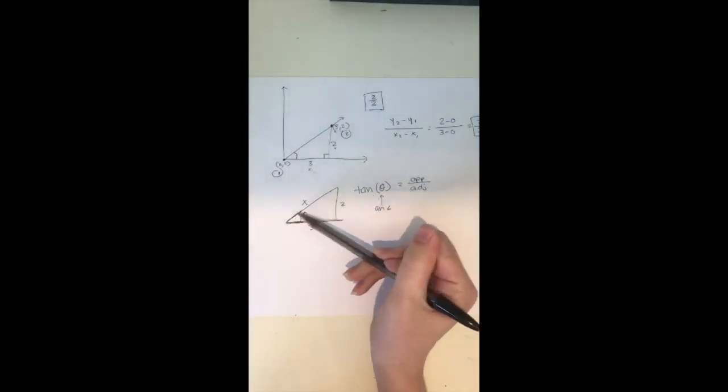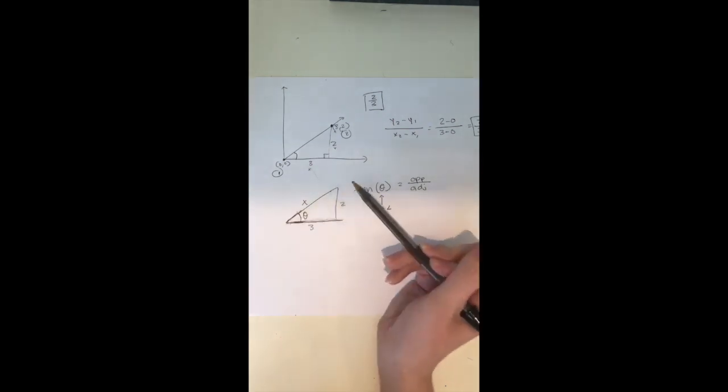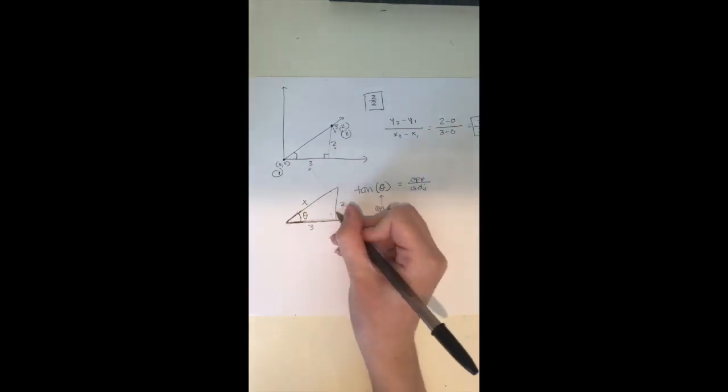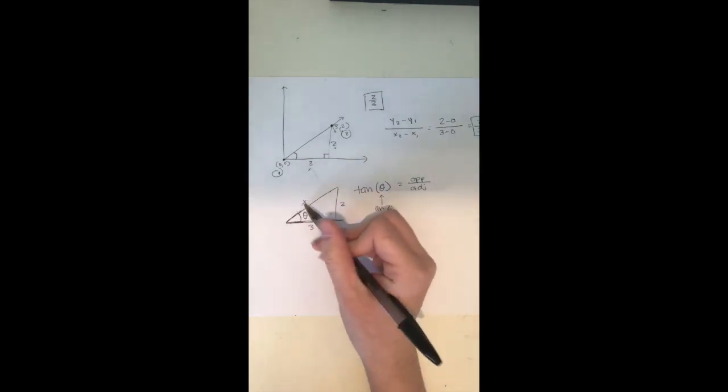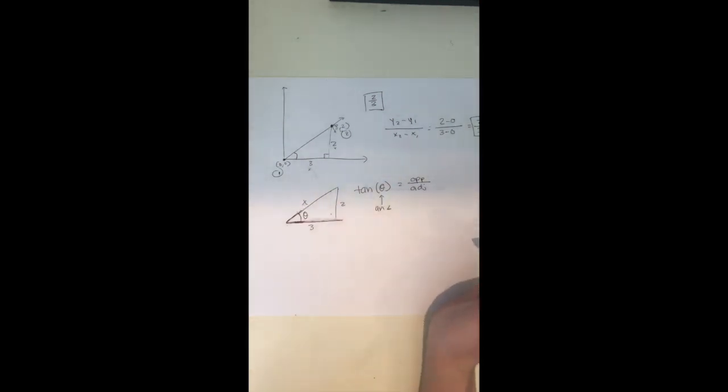And then later, when you do more trig formulas, you're going to have to deal with the hypotenuse. So just really quick, the hypotenuse is the longest side, and it's the one that's opposite of the right angle. So in this case, x is our hypotenuse.